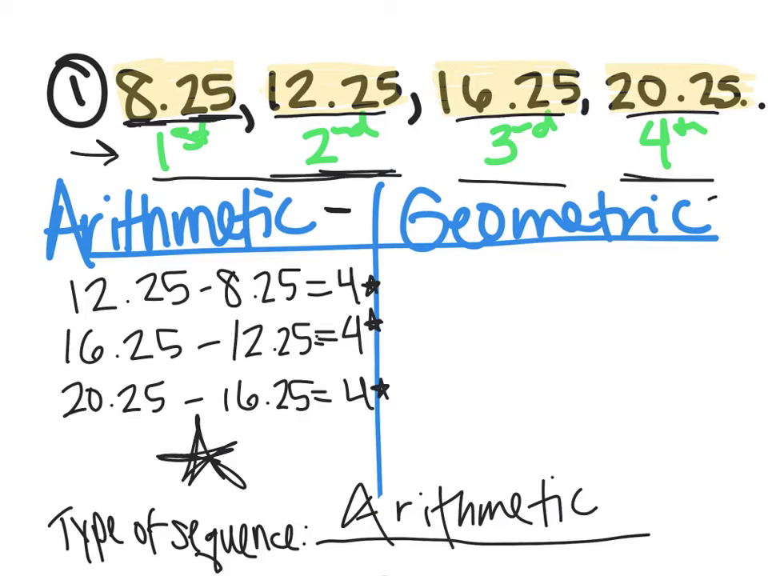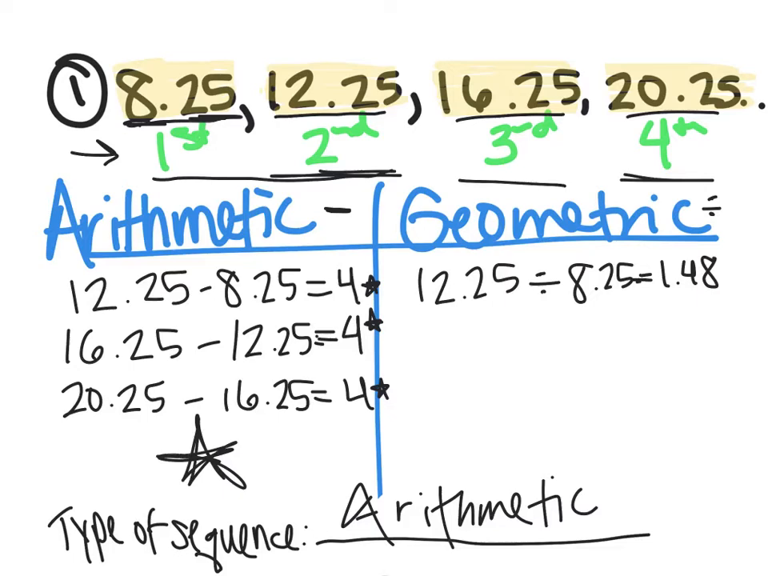So for geometric, remember we are dividing. We take the second term, which is 12.25, and you're going to divide by the term right before it, which is 8.25. In your calculator, you'll see a long decimal. We're just going to round it to the nearest tenth. So we're going to say it's 1.48. Let me write that a little bit clearer. All right, so that's the first ratio that we see.